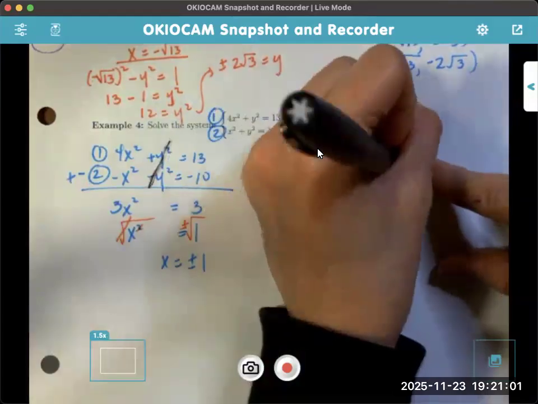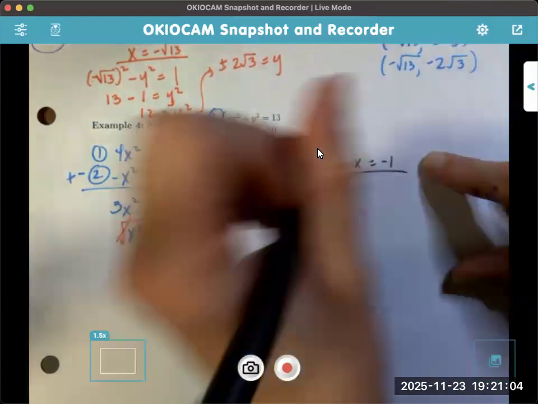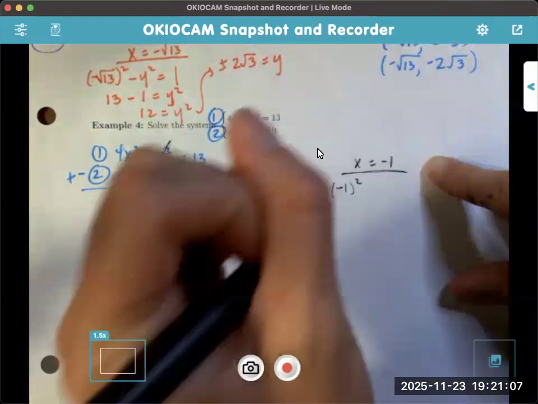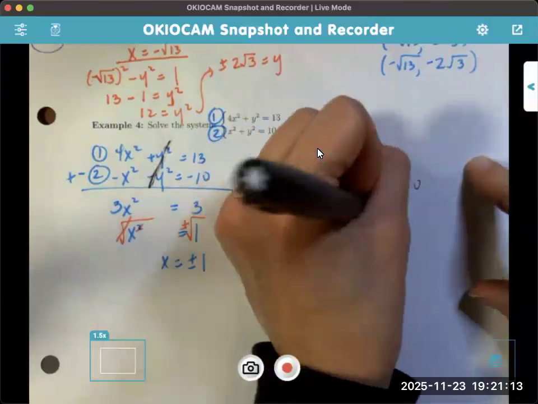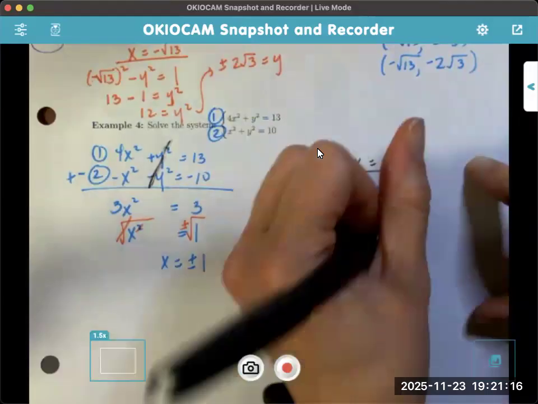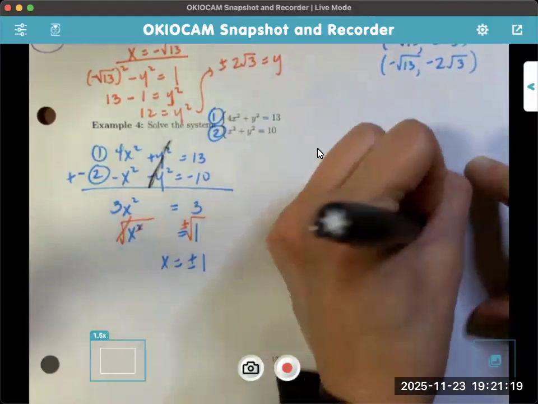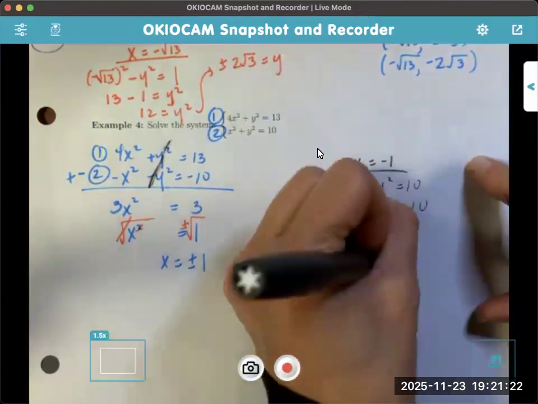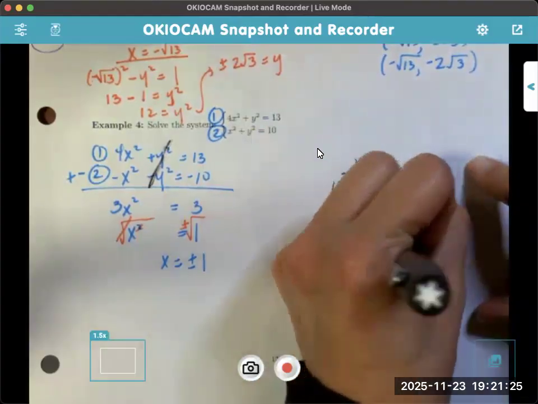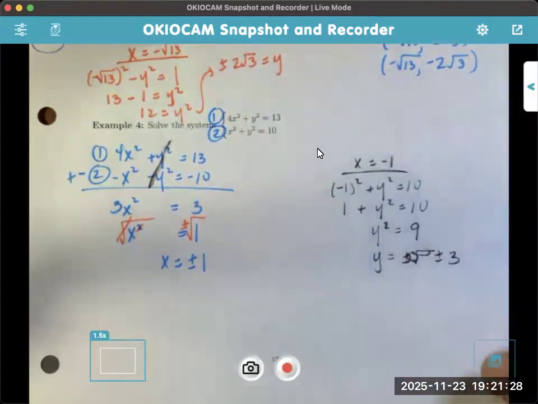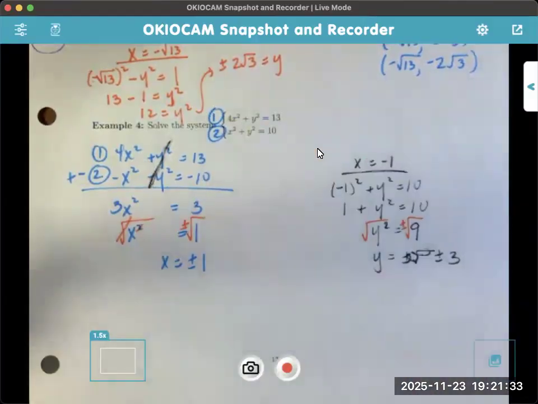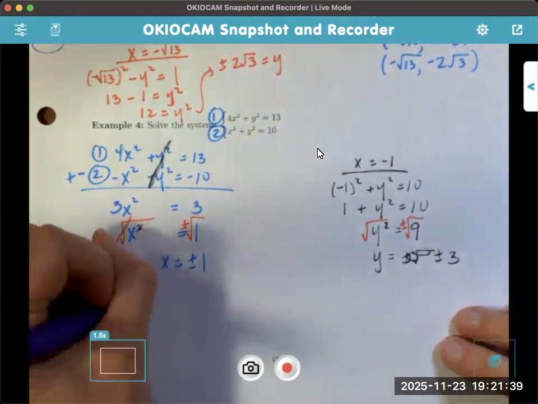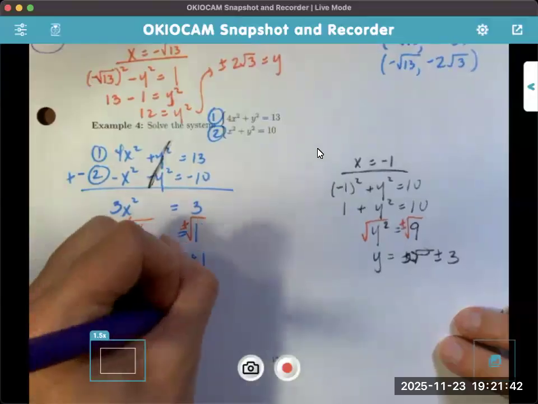So if x equals negative 1, I'll just use equation 2. This says negative 1 squared plus y squared equals 10. So this says 1 plus y squared equals 10. And then we subtract the 1. So y squared equals 9. So y equals plus or minus 3. Because how do we go from y squared to y? We square root both sides, not forgetting the plus or minus. So 2 points that we have are negative 1, negative 3, and negative 1, 3.